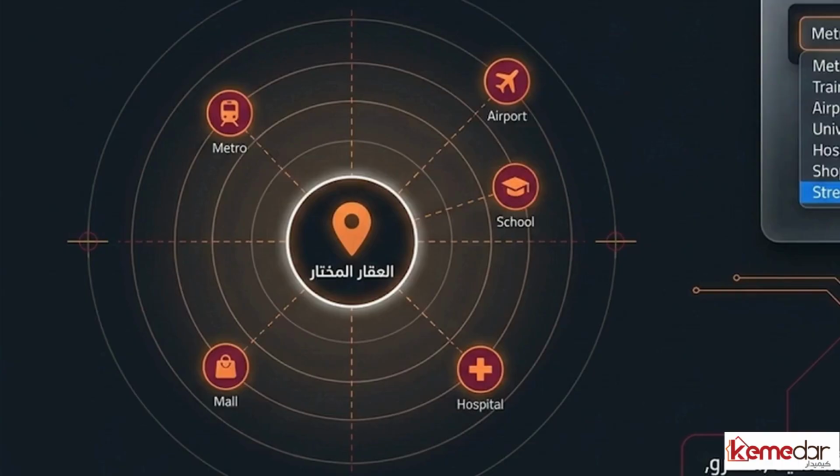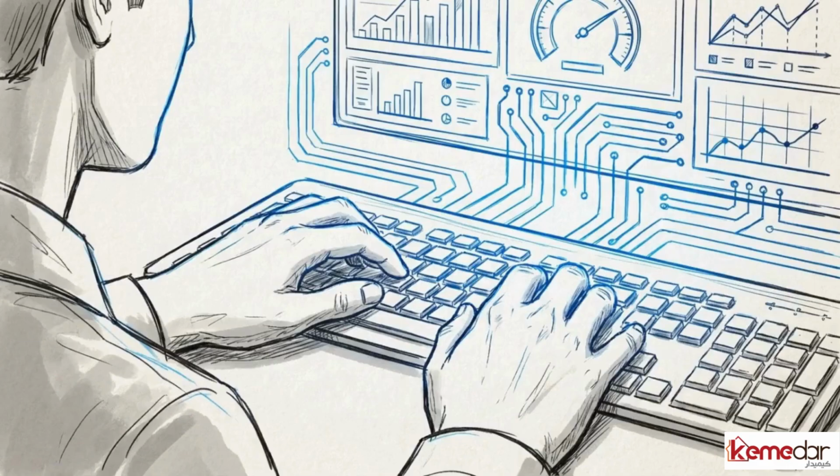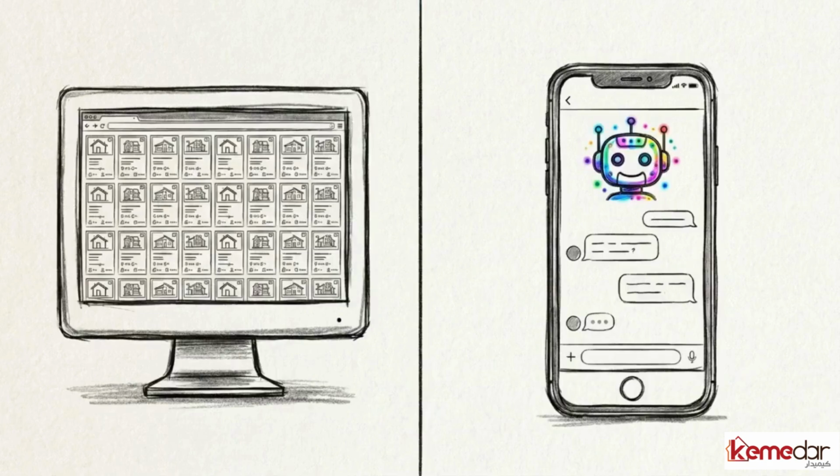In this tutorial, we will configure your core search filters, establish a strict geographic radius, and train the AI using a gamified swiping interface. Learning to use these specific tools puts you in control. You stop browsing a static database and start directing a personalized agent.